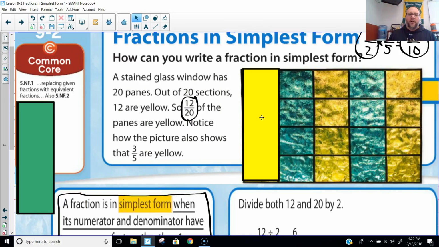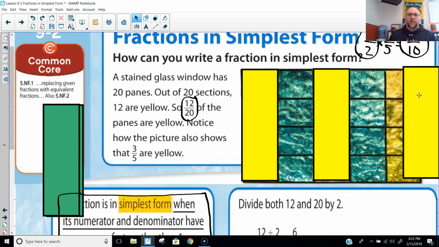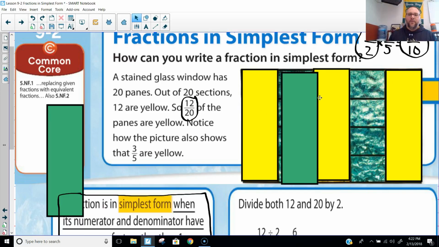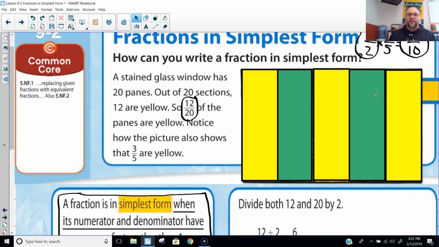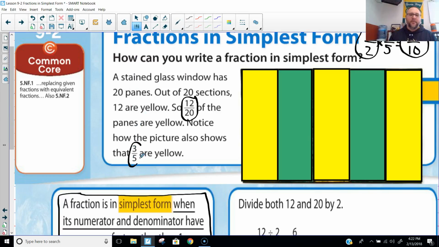Well, it talks about how we can also show that it's not just 12/20ths that are yellow. We can also say that 1, 2, 3 out of 1, 2, 3, 4, 5, right? I can break this up like this. Now I have 3 out of 5 panes that are yellow. Right here. So we can say that 12/20ths and 3/5 are equivalent. So 12/20ths is equal to 3/5. And 3/5 is actually 12/20ths in its simplest form.